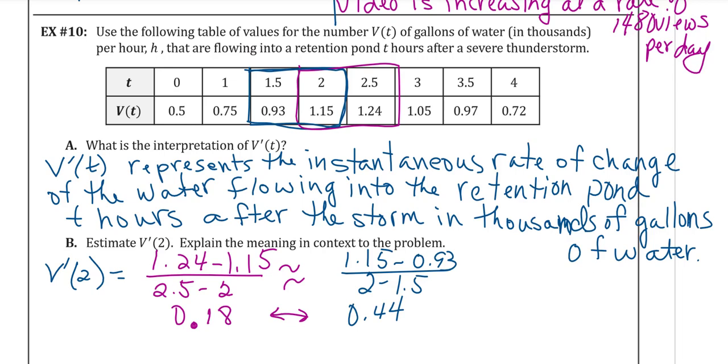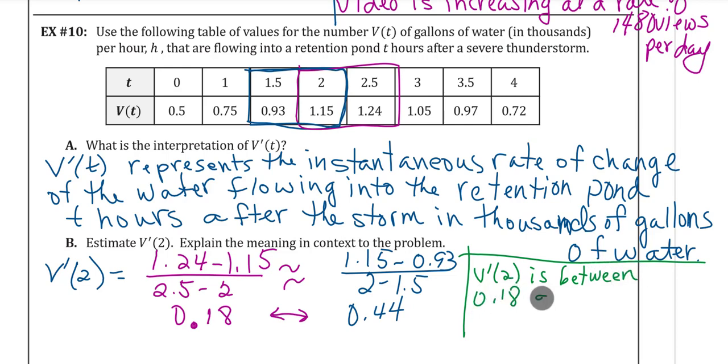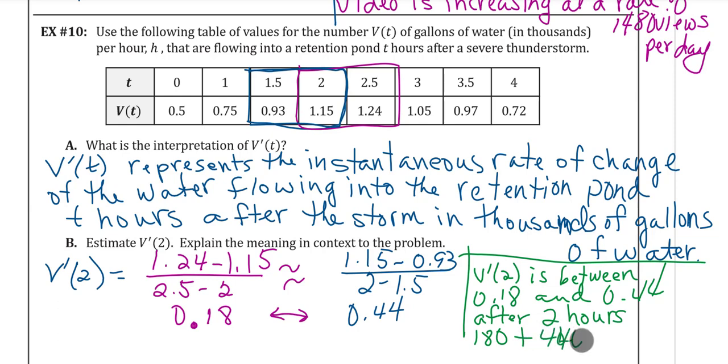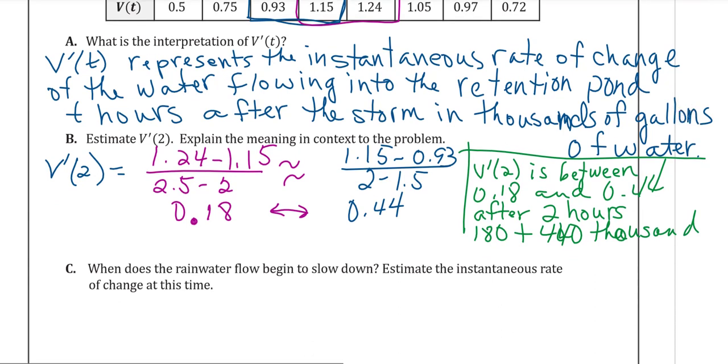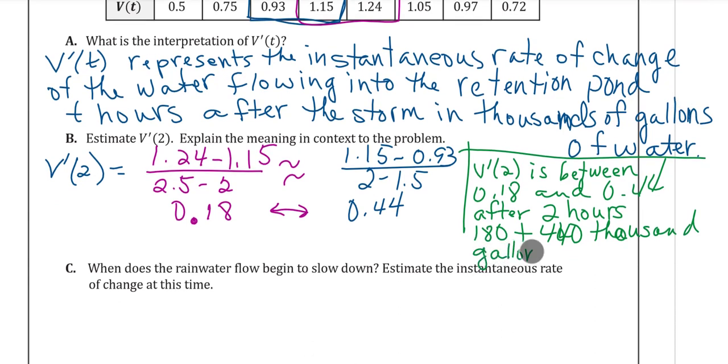So what we can say then is that V prime of 2 is between 0.18 and 0.44, and it tells us that after 2 hours, either 180 to 440,000 gallons of water are flowing into the pond.